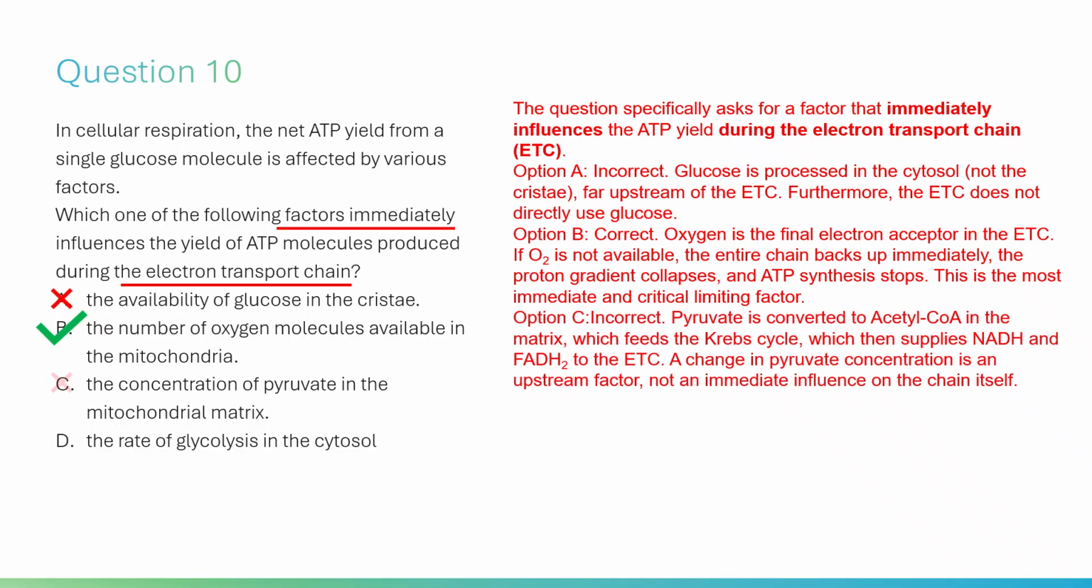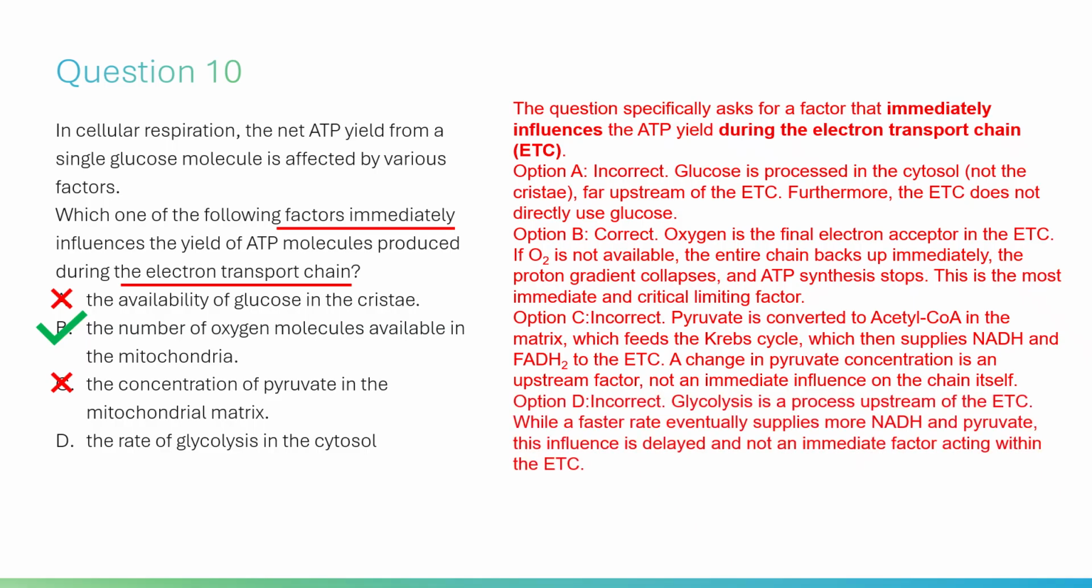Option C, incorrect. Pyruvate is converted to acetyl-CoA in the matrix, which feeds the Krebs cycle, which then supplies NADH and FADH2 to the ETC. A change in pyruvate concentration is an upstream factor, not an immediate influence on the chain itself.